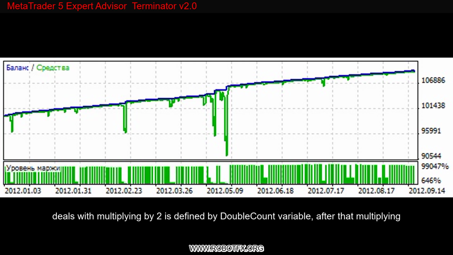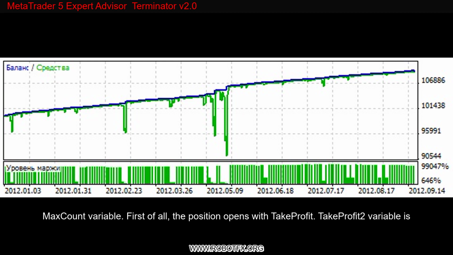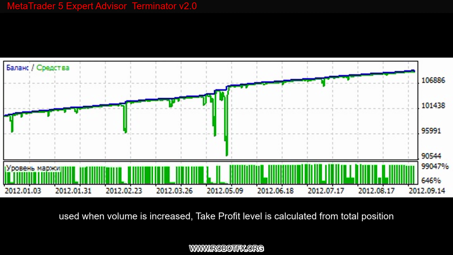Lot: when 0, the max R parameter is used. Maximum risk: default value for lot 0. Stop loss in points, 0 means without stop loss. Take profit in initial position in points. Take profit 2, take profit in adding, in points. Max count, maximum number of open positions on one side, if -1 it is unlimited.